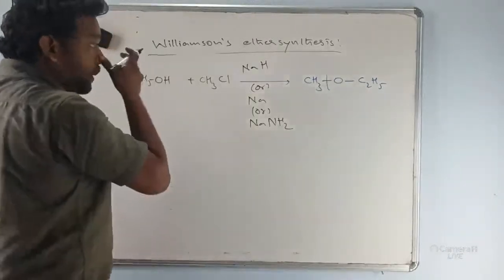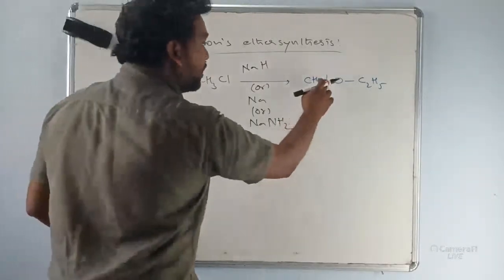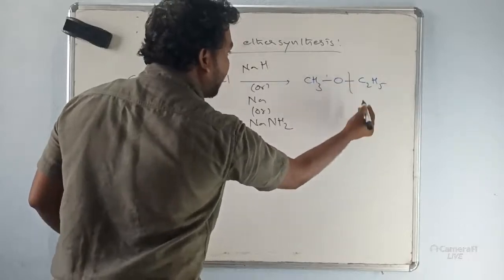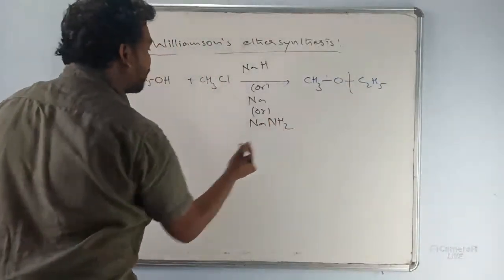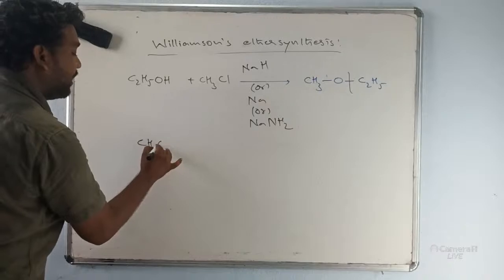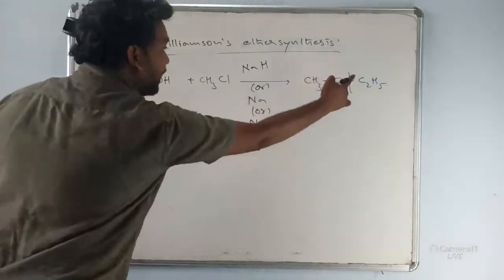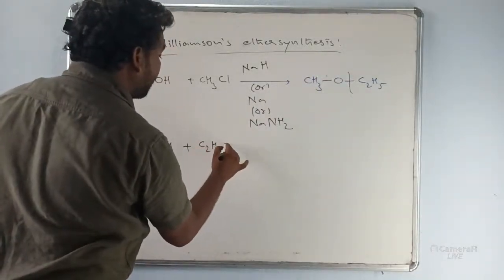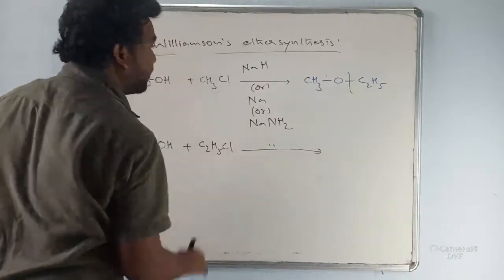These are one of the combinations. Another combination is that if you break the bond on the other side, the oxygen group comes from methyl alcohol, and the ethyl group comes from the respective ethyl halide, that is ethyl chloride. You may take the same reaction conditions.